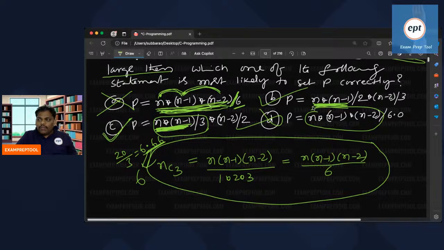So, even number by 2 is the better idea. 20 by 2 is 10. You don't lose anything. 30 by 2, 15. You don't lose anything. Right? 3 fours 12 by 2, 6. You don't lose anything. Comparing C and B, C is the worst option because you are losing something. In option B, you don't lose anything.